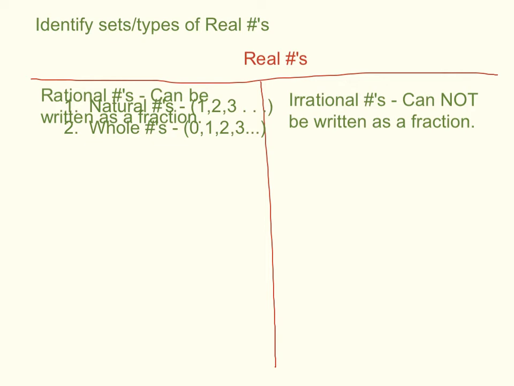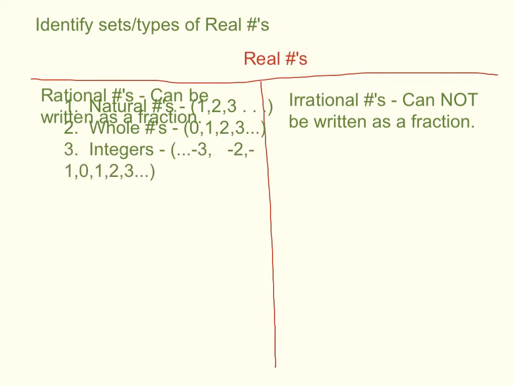Now notice that a number can be both a whole number and a natural number, which makes it a rational number and a real number also. So for instance, the number 3. The number 3 is a real number. It's a rational number because I can write it as a fraction, 3 over 1. It's a natural number and it's a whole number.